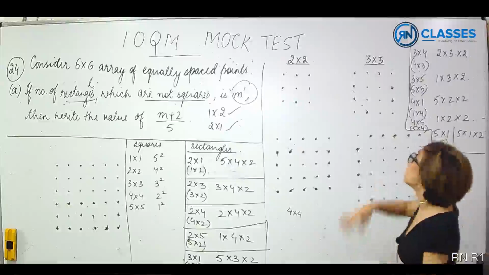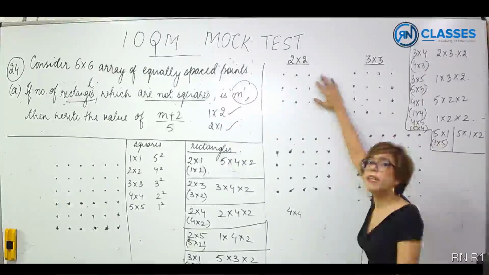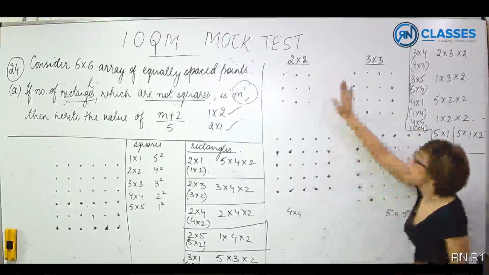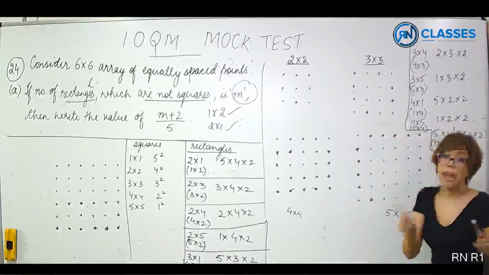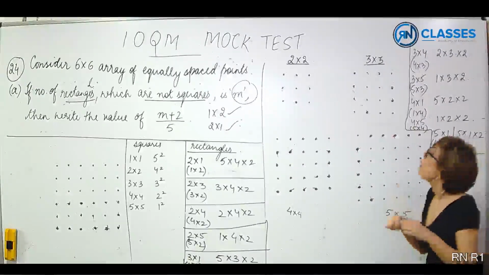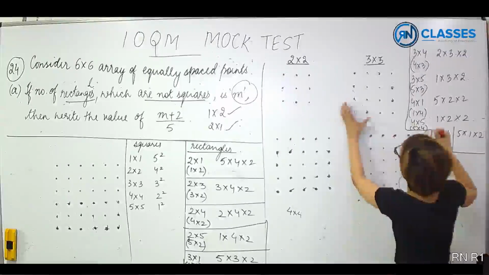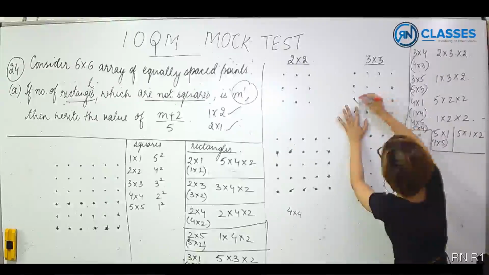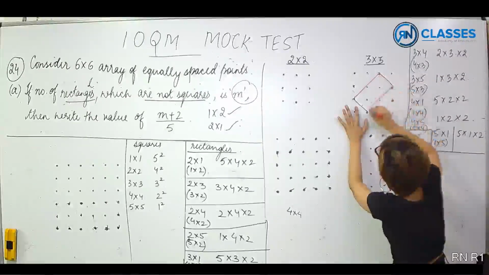Now, if I consider a 2 into 2 square, do you think you will get any rectangle? The answer is, of course not. Let me consider this one, 3 into 3. Now, you need to have a rectangle, not a square, careful. So, I can have a rectangle. Again, I'll start with this one. If I take this one, this is a square, so I will not take it. This is the rectangle that I can take.